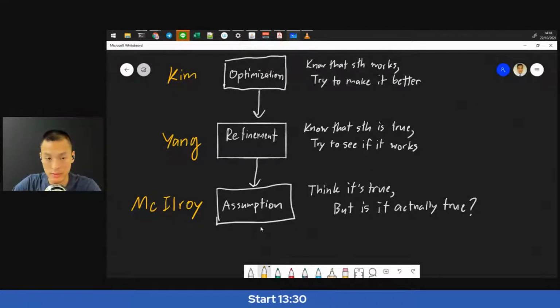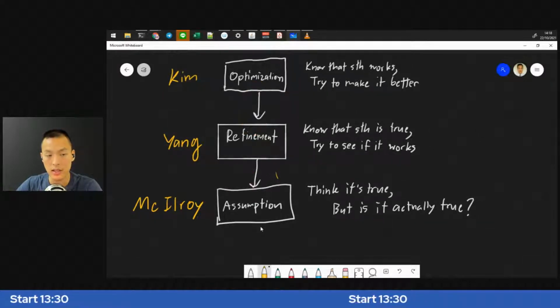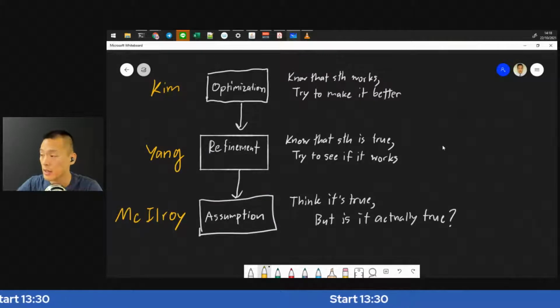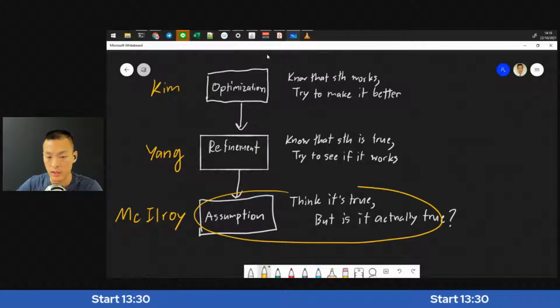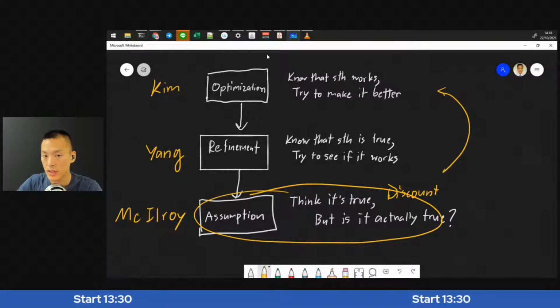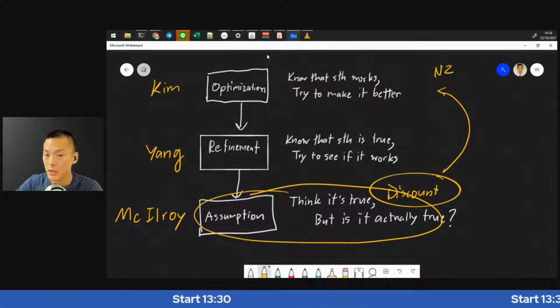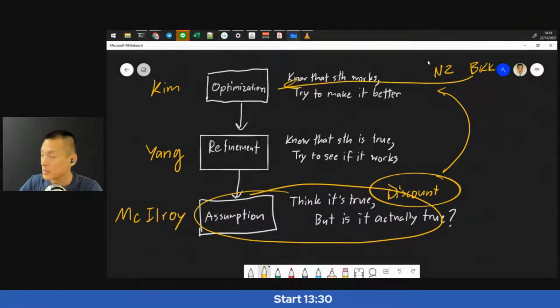But notice that the boundary between the three layers is not rigid. You can classify one piece of research as one type or another. Even the McElroy research can be classified as the assumption layer when it comes to discounts. But then again, they only did the study in New Zealand. So maybe you can do a similar study in Bangkok or something, and if you do that, then your research will be at the optimization level.